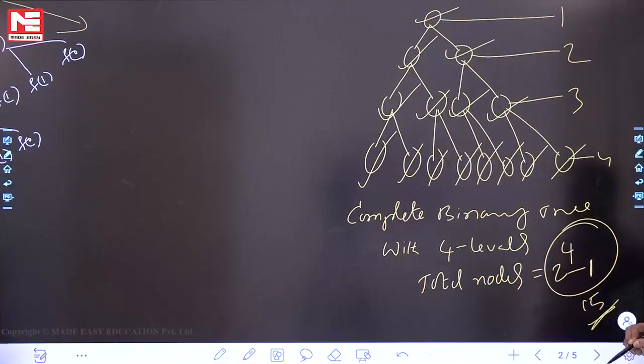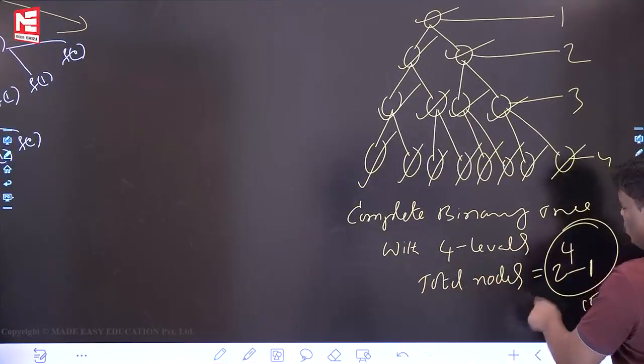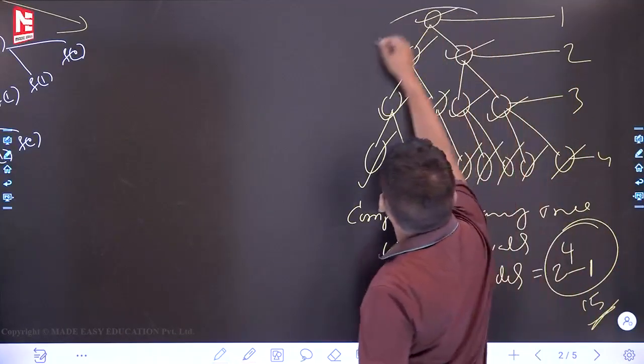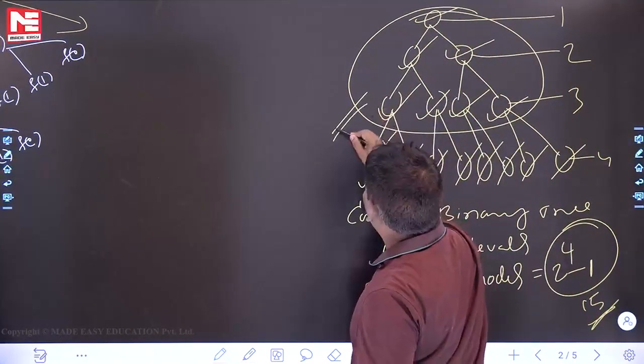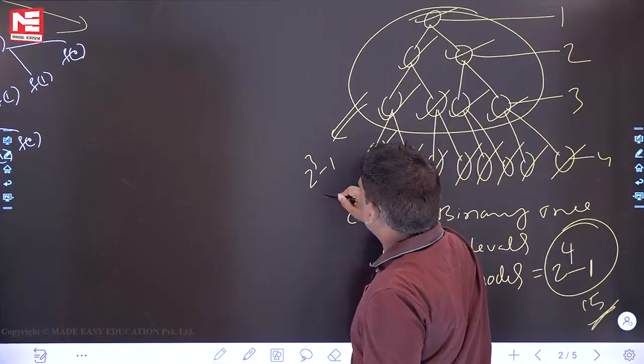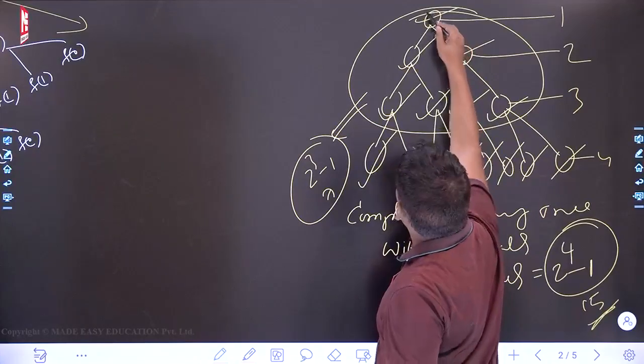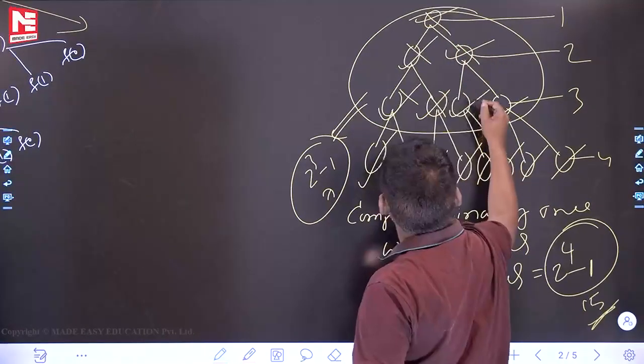Please be careful. Complete binary tree with 4 levels, total nodes are 2 power 4 minus 1. In the similar way, complete binary tree with 3 levels, total nodes how many? 2 power 3 minus 1, which goes to 8 minus 1, 7. If you want, you can check. See, 1, 2, 3, 4, 5, 6, 7.